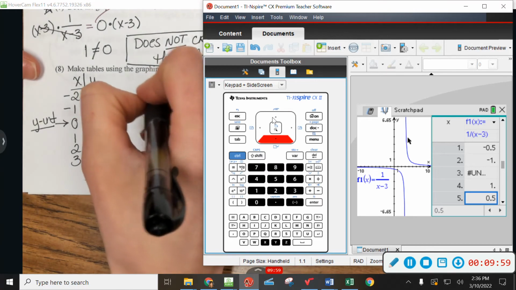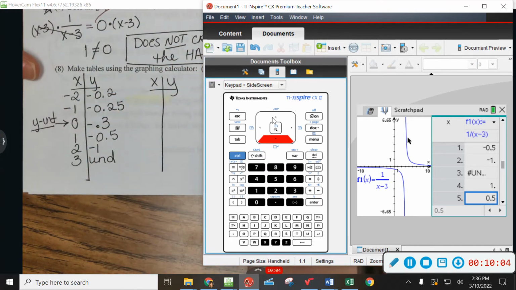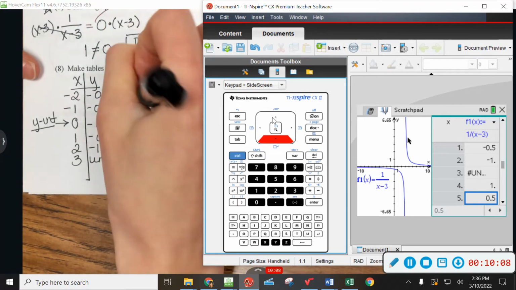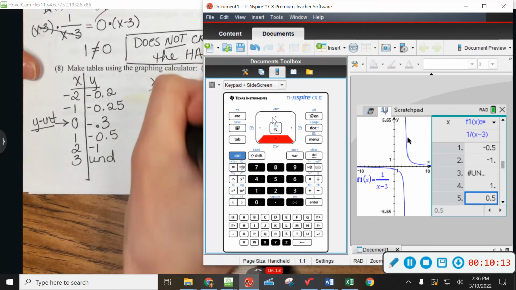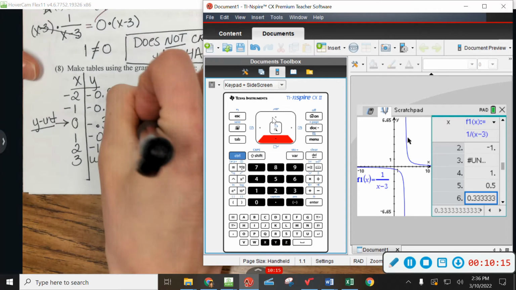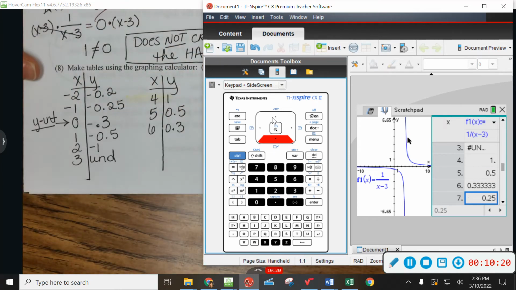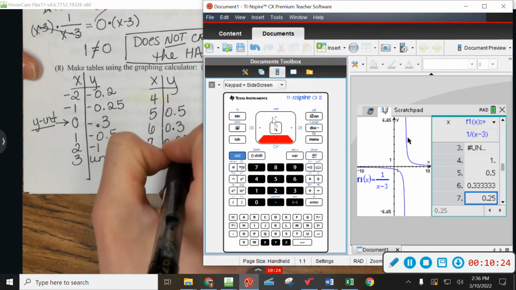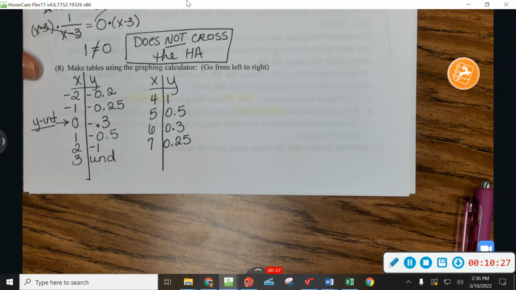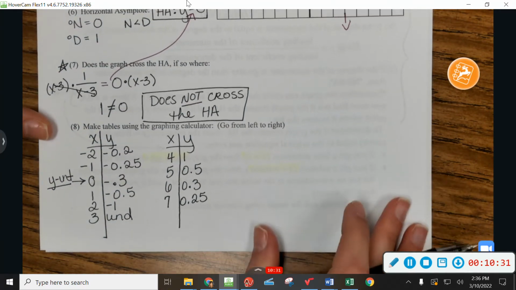Now, I'm running out of space, so I am splitting this table. You certainly don't have to when you're doing it on your worksheet. If you have enough space to make it long, that's fine. So here, 4, 1, 5, 0.5, 6, 0.3, 7, 0.25. It's starting to level out again, so I'm going to stop there. You're all good with that? Okay.